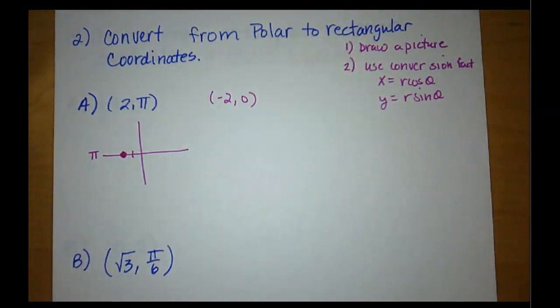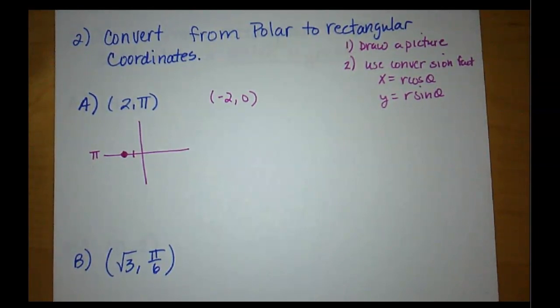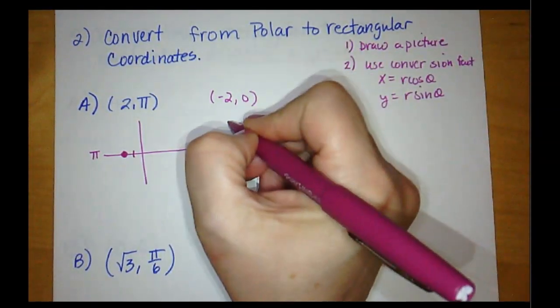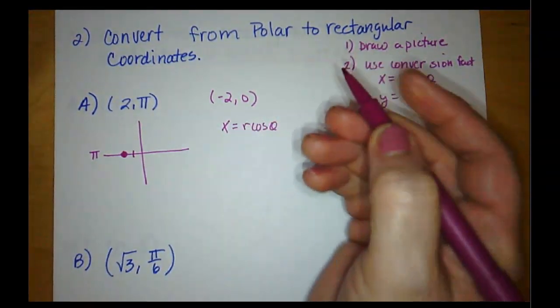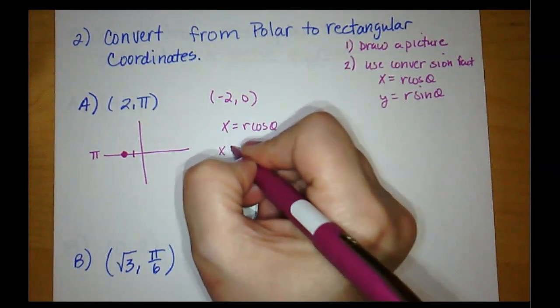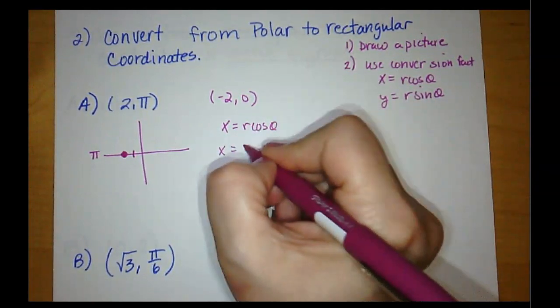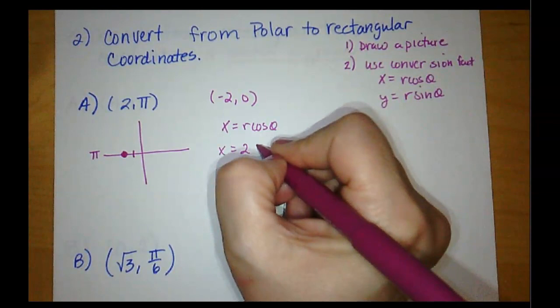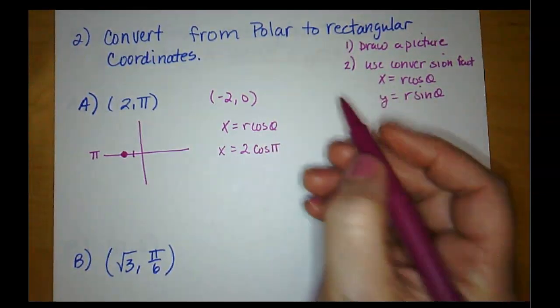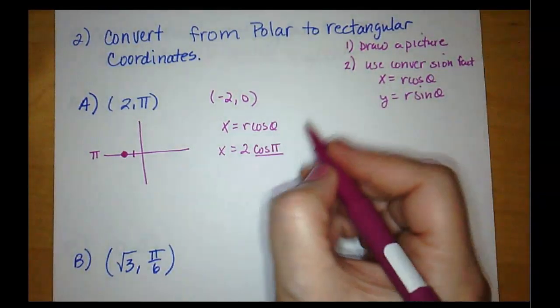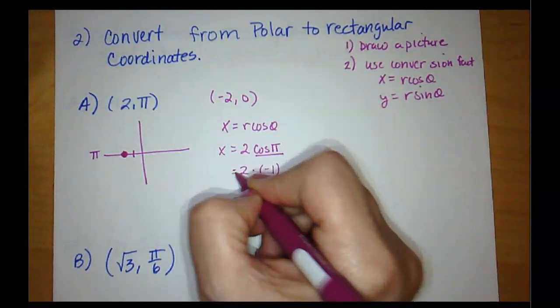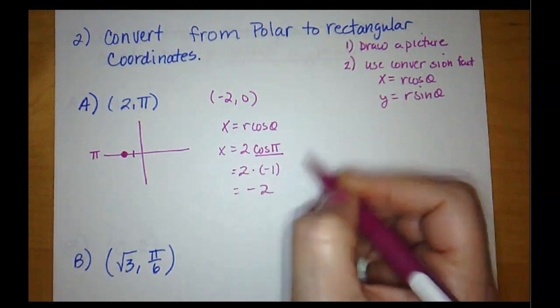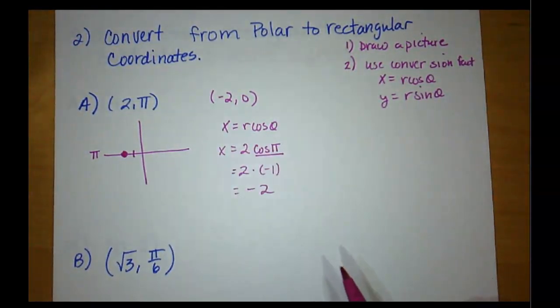And so I could be done if I have my picture. If I don't have my picture, or it's not something quite that simple, then I use my conversion facts. So I would do x equals r cosine theta. To get my x coordinate, I'm going to use r, which is 2, and then I'm going to do the cosine of pi. So what is the cosine of pi? Well, that's negative 1. And then when I multiply it by 2, I get negative 2, and that's what my x coordinate was.